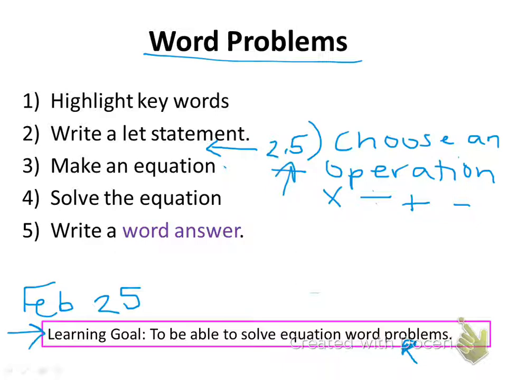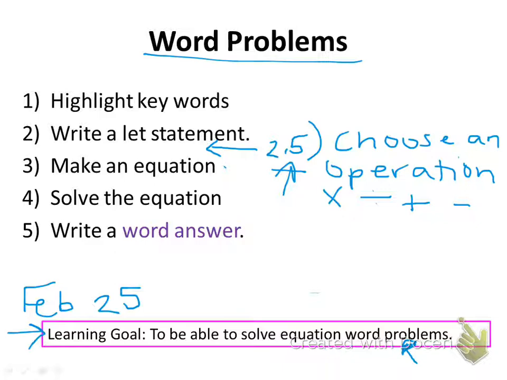Your first step for word problems is to highlight keywords, just like it was for key phrases to expressions. Your second step is to write a let statement. That's the statement that tells us what our variable means. It's in the form let C represent the number of cobs you have from the last harvest. It's a statement that tells us what the variable means.